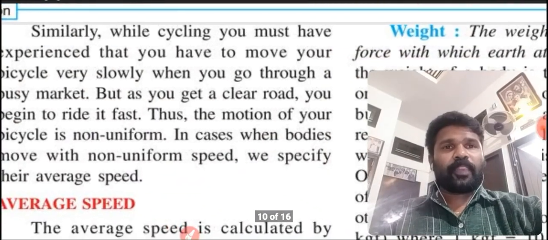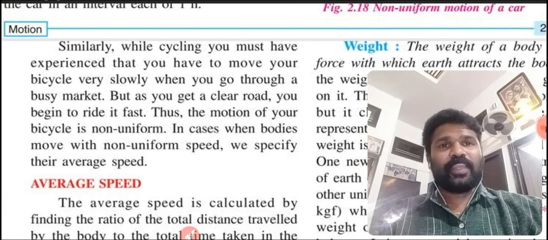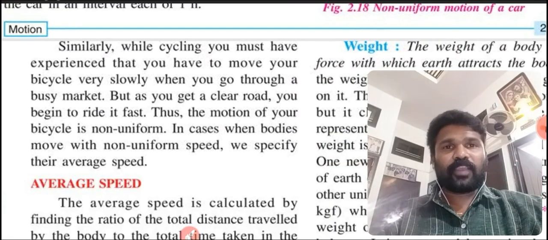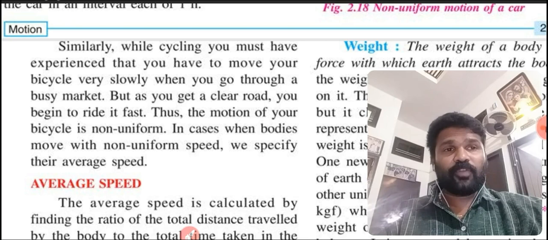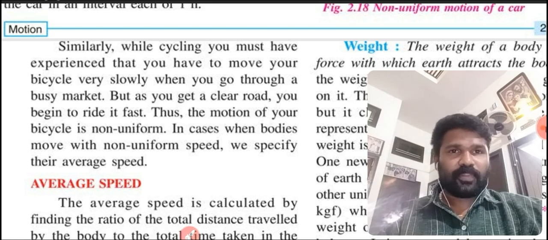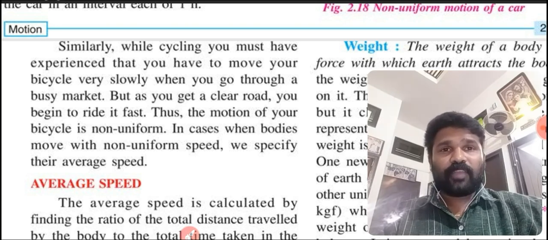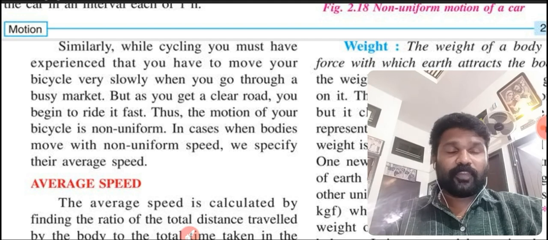Similarly, while cycling, you must have experienced that you have to move your bicycle very slowly when you go through a busy market. Suppose you are riding the bicycle in a busy market, you have to move very slowly. But as you get a clear road, you will increase the speed, means you will ride fast. Thus, the motion of your bicycle is non-uniform.